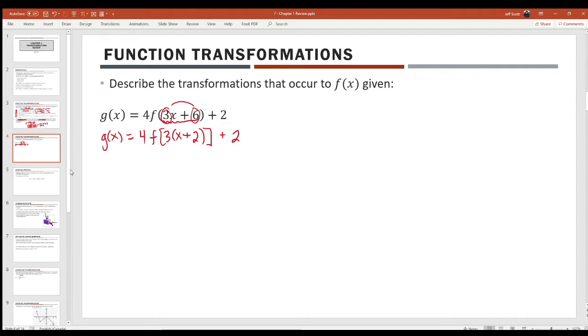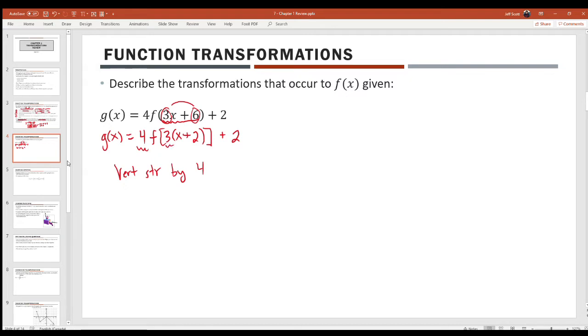Now, if we're going to describe the transformations that are occurring to this, I always like describing them in the order that they occur. You might remember that the order that these transformations occur in is always your stretches or reflections first. The last thing that happens is your translation. So in other words, the last thing that happens is moving left, right, up, or down. So we'll start with this 4 on the outside here. This is your a value. Remember, your a value is a vertical stretch. So we can say the first thing happening to this is a vertical stretch. So a vertical stretch by 4.